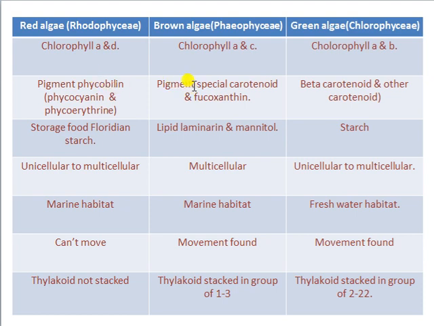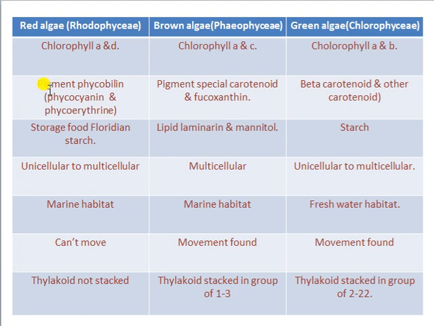Brown algae have another kind of pigment, carotenoid and fucoxanthin. So carotenoid and fucoxanthin, these two types of pigments are present in brown algae. That's why the color of the algae is brown, due to the presence of fucoxanthin. Next, green algae have beta carotenoid and other types of carotenoids within them as accessory pigments.